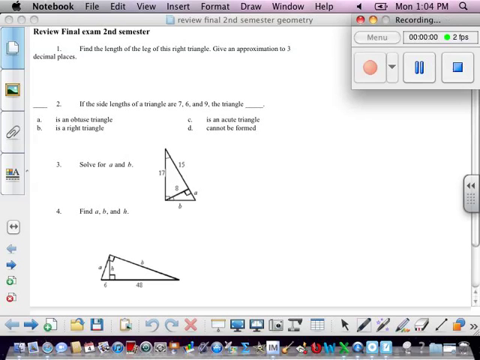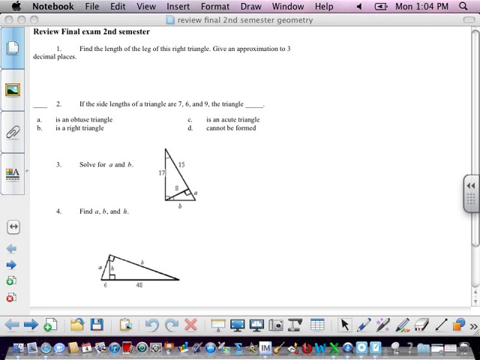All right, ladies and gentlemen, we're looking at the first half of our review for our final exam. We're almost done. Let's look at the first one. Number one, we want to find the length.